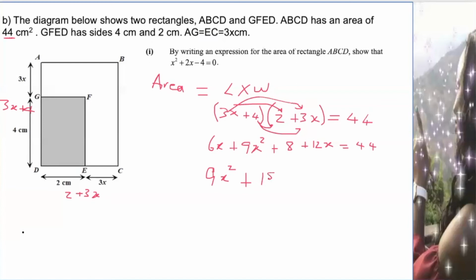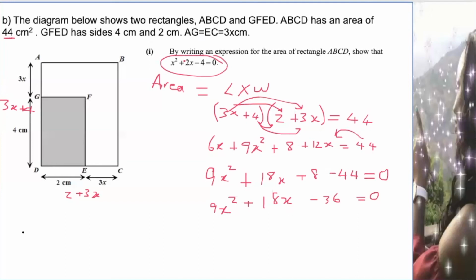followed by writing the 8, and I also need to carry the 44 over the equal sign, so there's going to be a change in sign. So I will have this become minus 44 equal 0. So I'll have 9x squared plus 18x minus 36. So 8 minus 44, that's minus 36 equals 0.